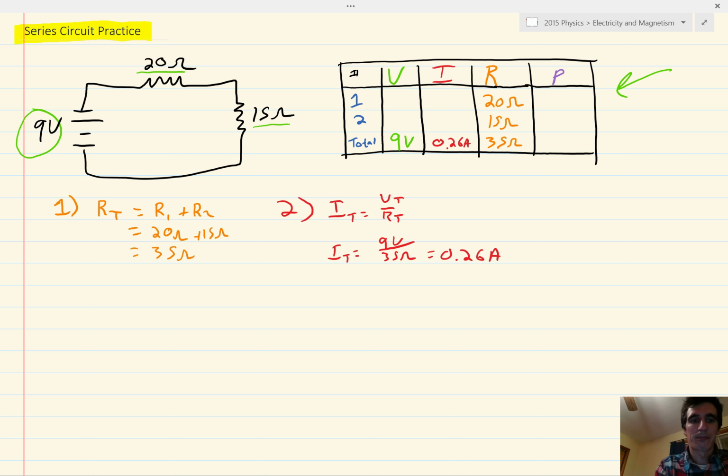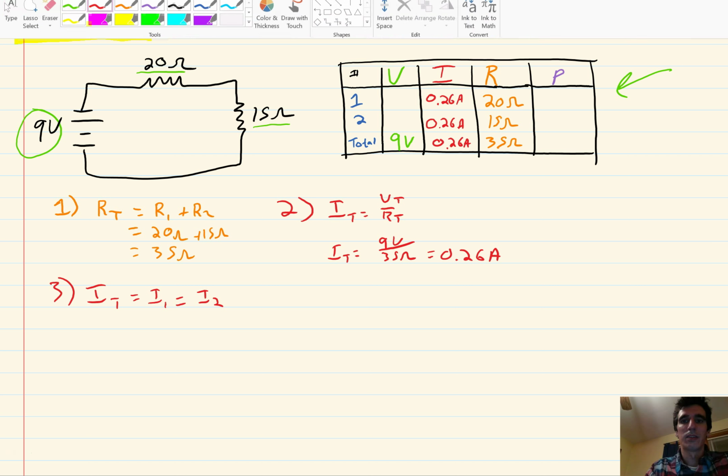Step 3. Let's now look at the current for a series circuit. We know the total current is equal to I1, which is equal to I2, because they all follow the same path. So we know the current across resistor 2 is 0.26 amps, and the current across resistor 1 is also 0.26 amps. Alright, that was easy.